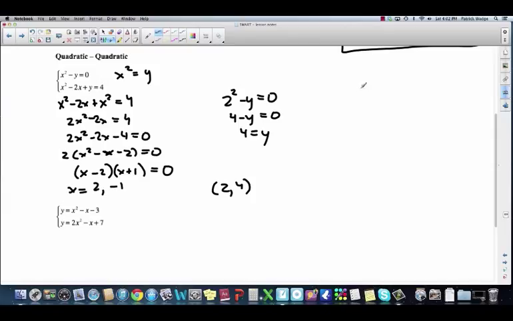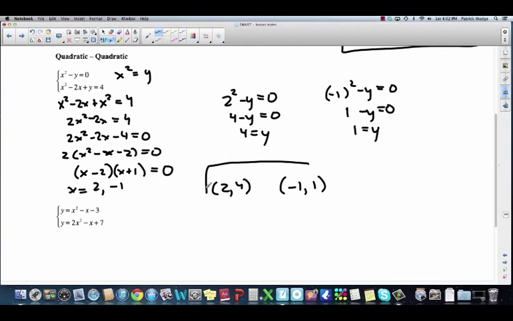If you put negative 1 in there, you'd get negative 1 squared minus y equals 0. Negative 1 squared is 1 minus y equals 0. Move the y over, you get 1 equals y. So the other solution is negative 1, 1. Those solutions look much nicer than the last one. And so our answer is 2, 4 and negative 1, 1. And you could check those if you want. I'm checking my sheet, and yes, we got those right.